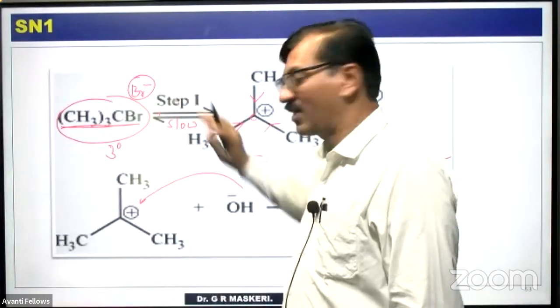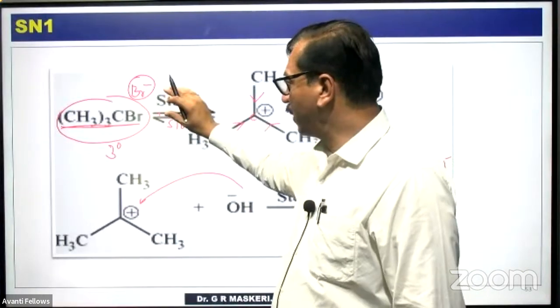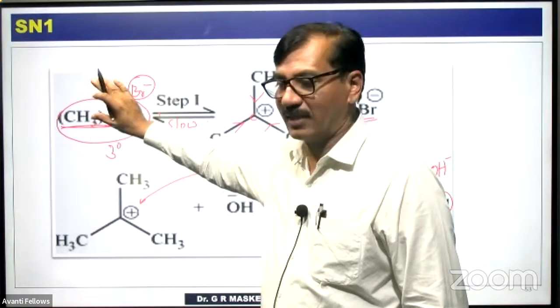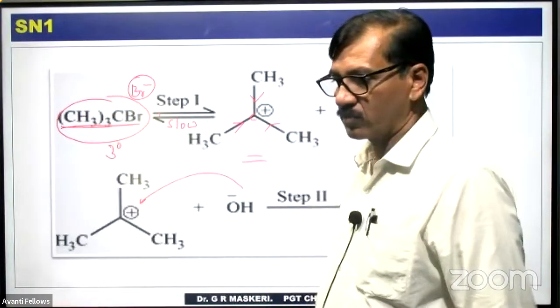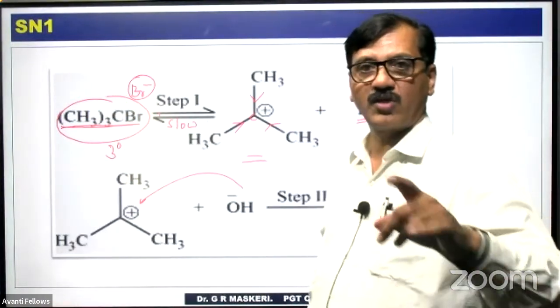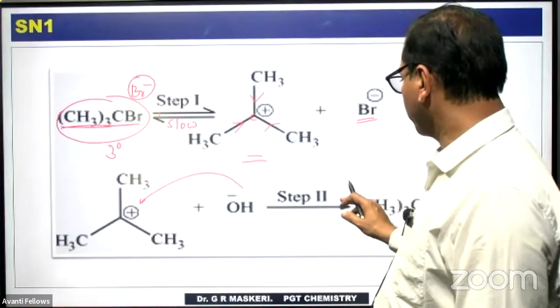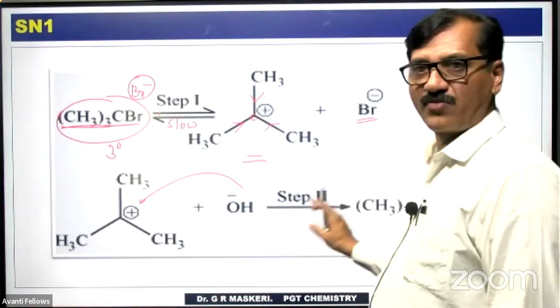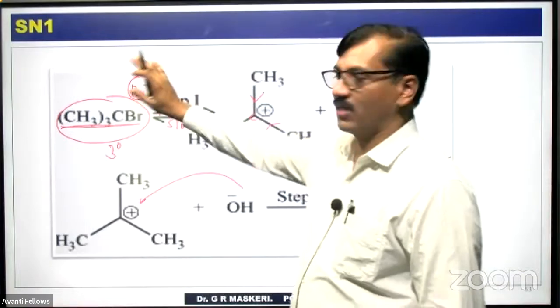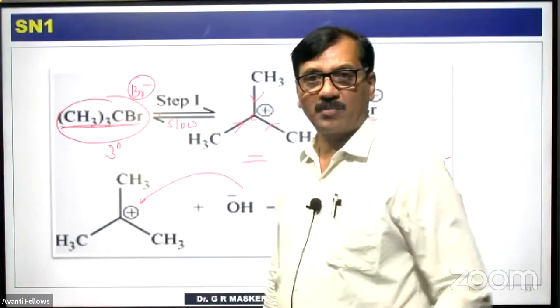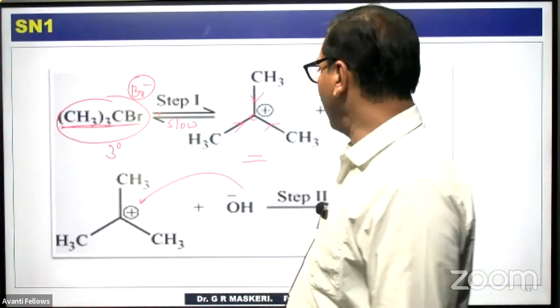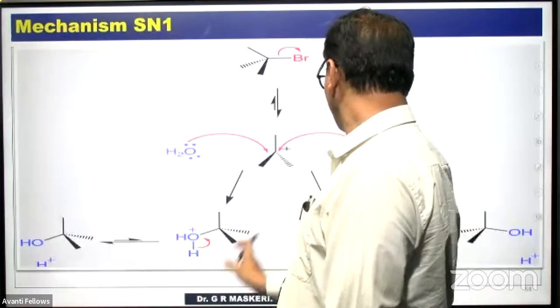One is slow, another is fast. In the slow step, there is only one substrate, that is the tertiary halide, right? Tertiary halide. And the second step is fast. Therefore, it is the SN1 path. From the stereo point of view, let us see it in another way.